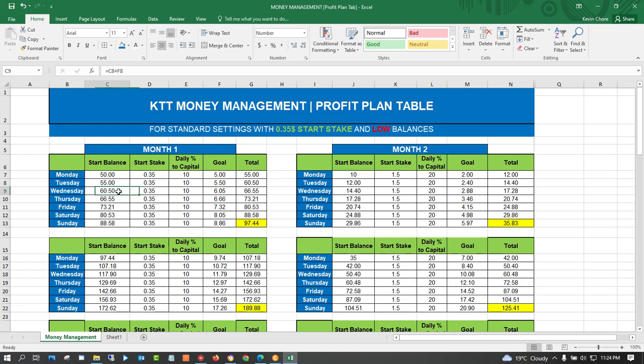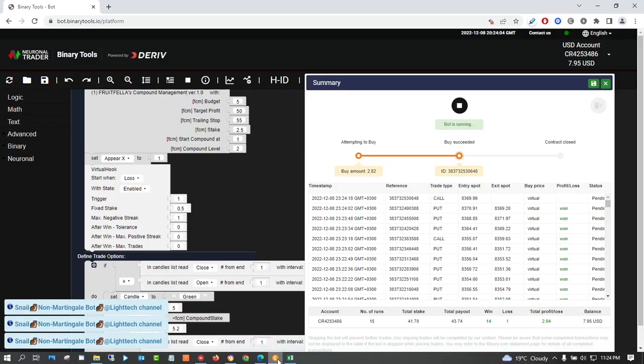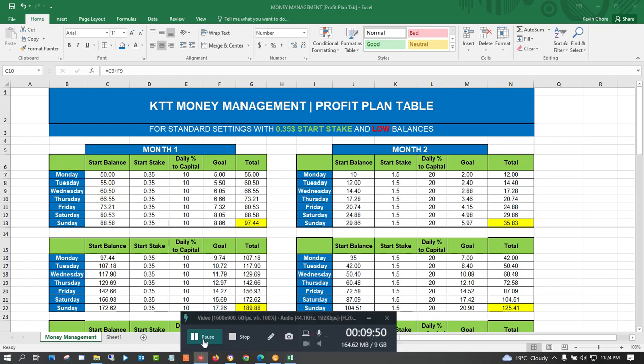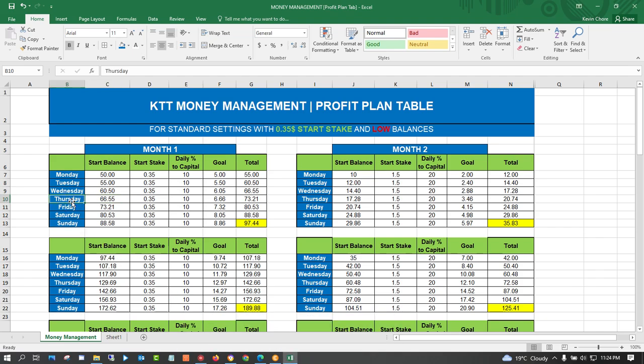Let's take, for example, you have $60 and your target is $6 only per day, right? Then you will have this amount. Okay, and the same cycle will continue here. For this, it will be the opening balance. You only take 10% of it, 6.66.